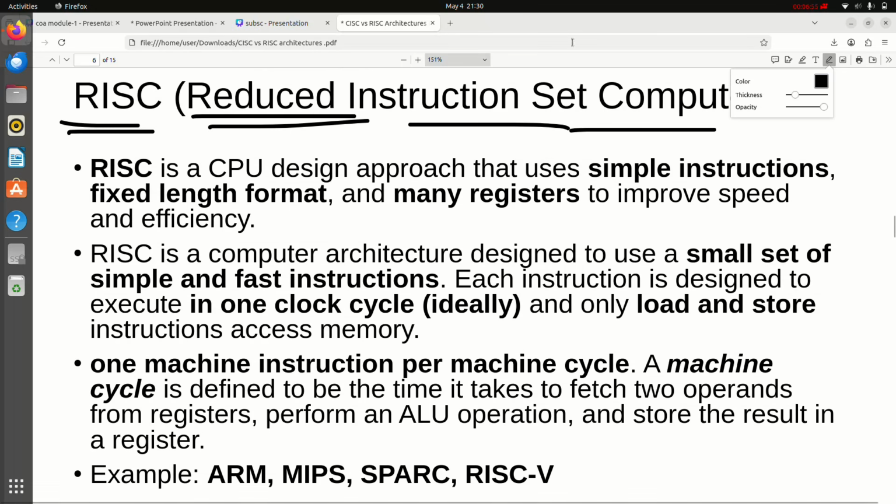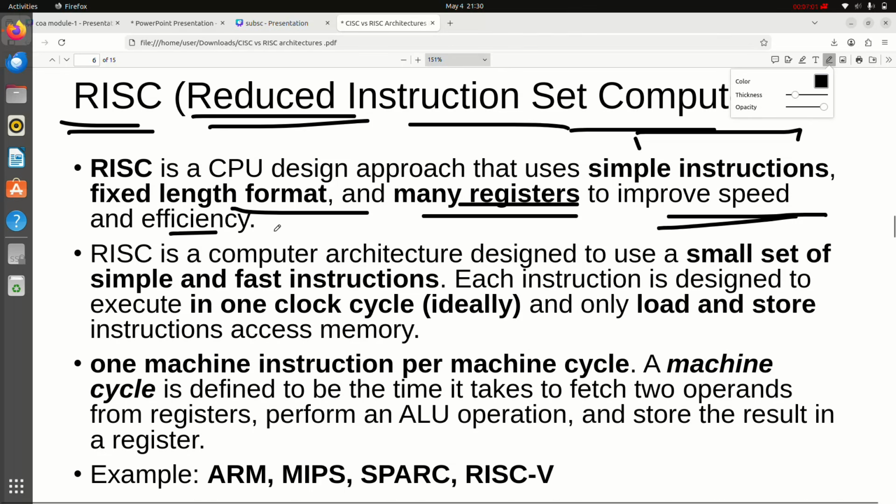Here it uses simple instructions with a fixed length, and many registers are used to improve speed and efficiency. It is not a complex instruction. So RISC is a computer architecture designed with a small set of simple and fast instructions, and each instruction is designed to execute in one clock cycle, and only load and store instructions access the memory.